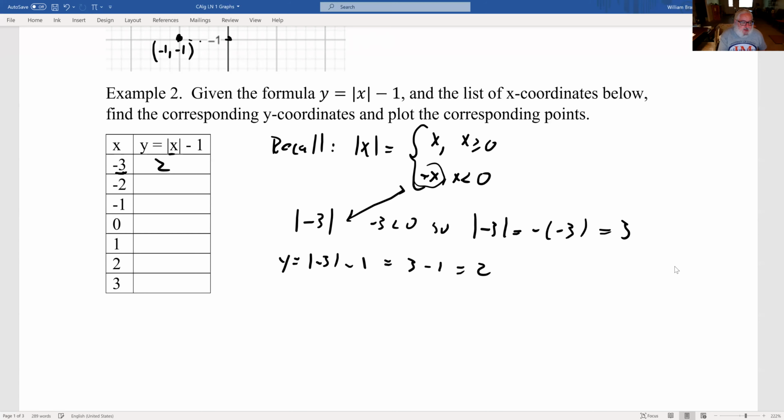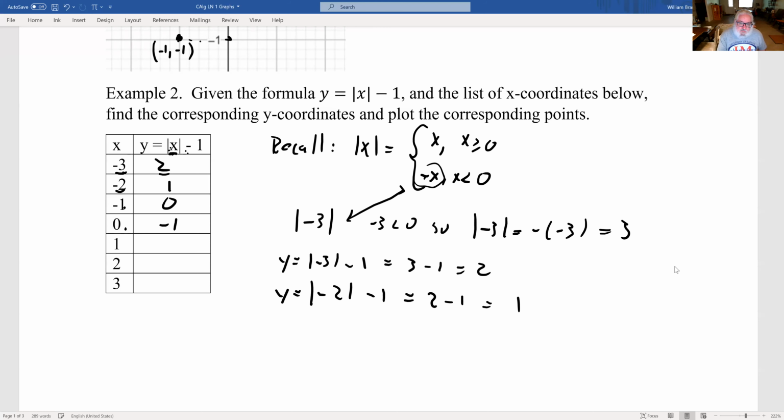So it gives me an x value and a y value. So if x is -2, we plug that in there. What's that going to be? That'll be 2, because the absolute value of -2 is just 2, minus 1, and that's 1. Absolute value of -1 is 1, 1 minus 1 is 0. Absolute value of 0 is 0, 0 minus 1 is -1.